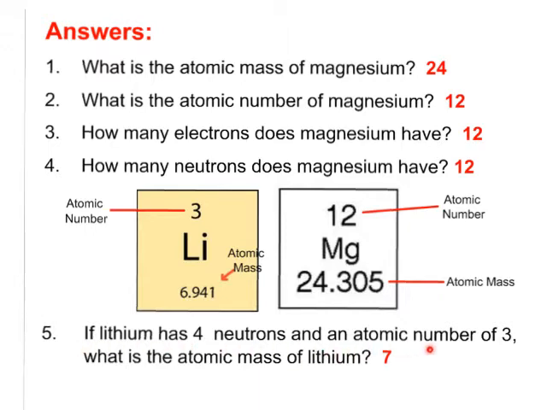If lithium has 4 neutrons and an atomic number of 3, what is the atomic mass of lithium? Well, it has 4 neutrons and an atomic number of 3, so it must have an atomic mass. We don't need this to do this, just 4 plus 3. It's 7. Those are the only things that have considerable mass in the atom.